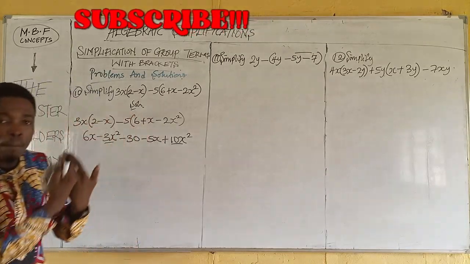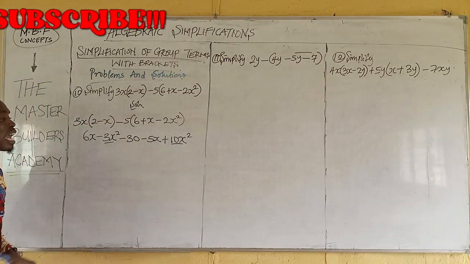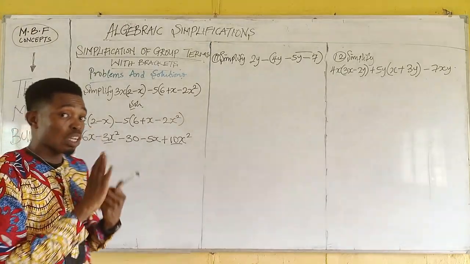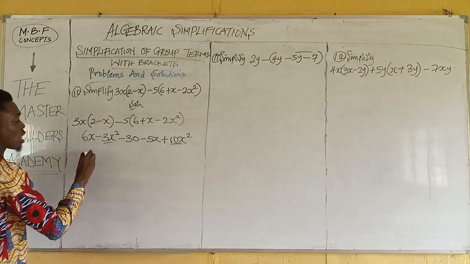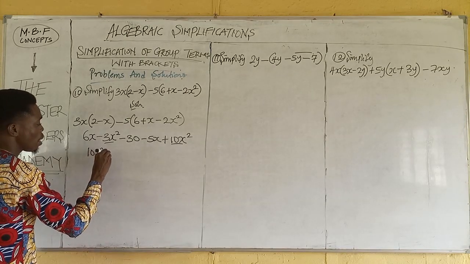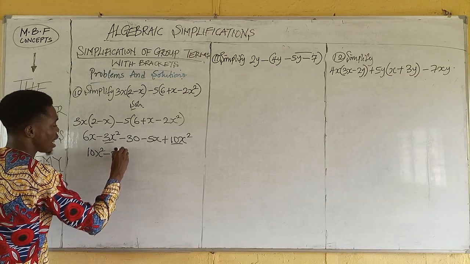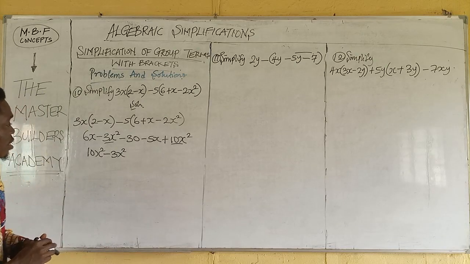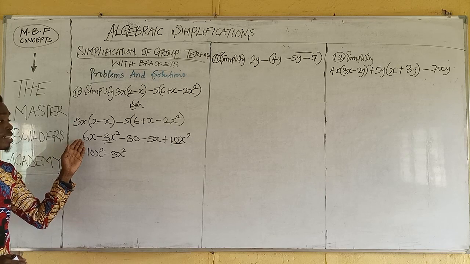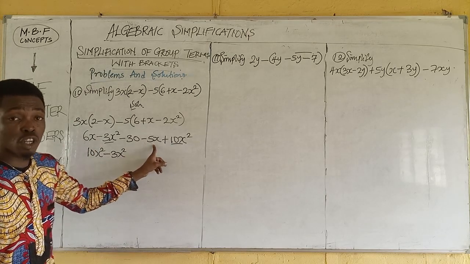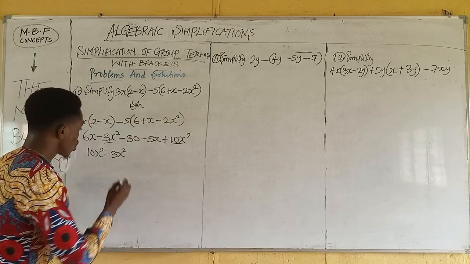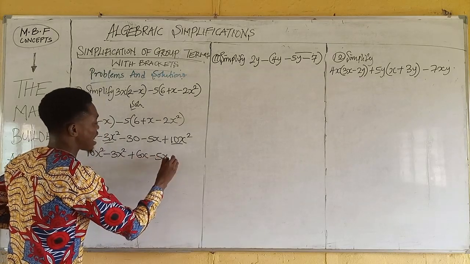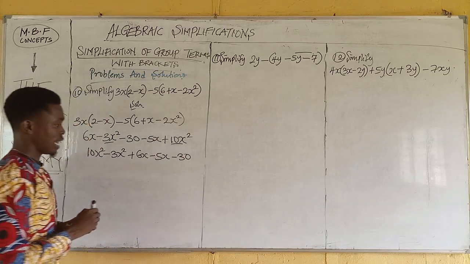Now we have two terms here that are with x squared. So what do we do? We first of all put them down. And while we are doing that, we also need to put into consideration their signs. That plus will come first. So we have plus 10x squared come first, then minus 3x squared. We are done with the x squared. Then we come to the x. Also we have plus 6x and minus 5x. Still following this condition, positive comes first. So we have plus 6x, then minus 5x. Finally we have minus 30.